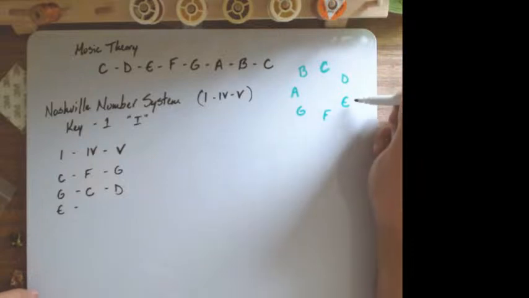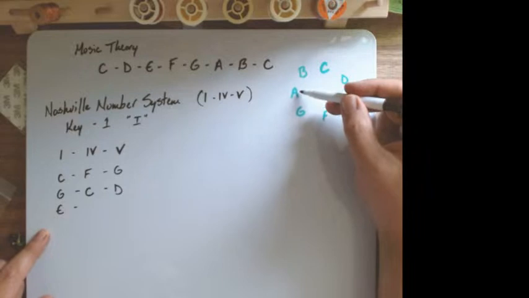Okay, so if you start right here and you go clockwise, what do we have? 1, 2, 3, 4, and 5. Right, so we need A and B.